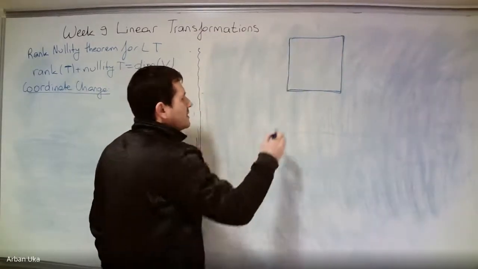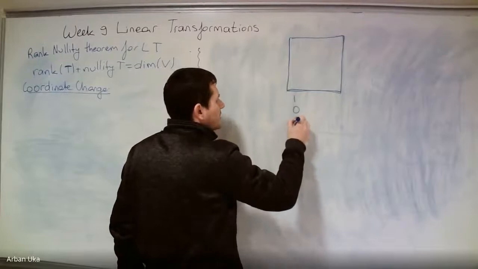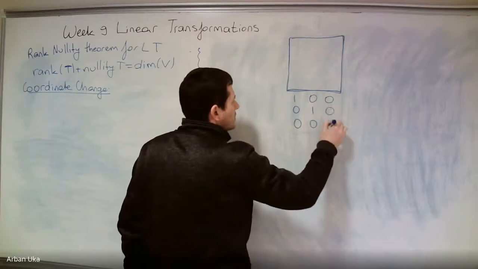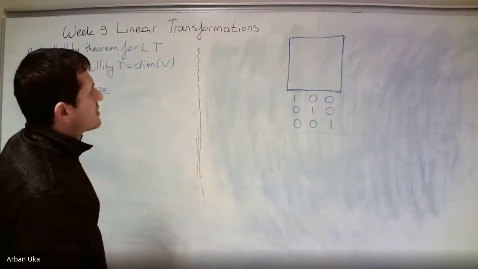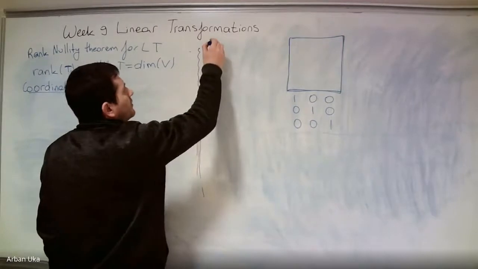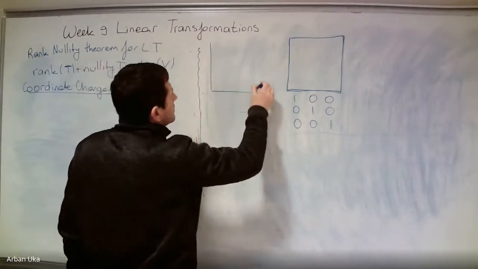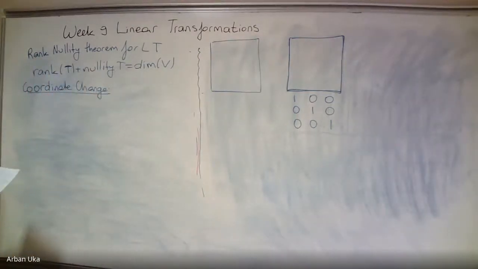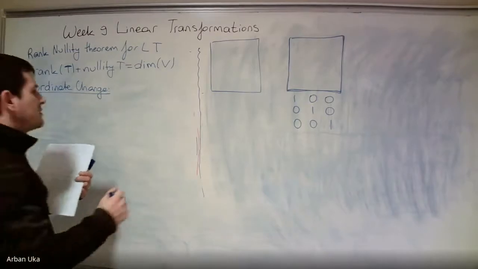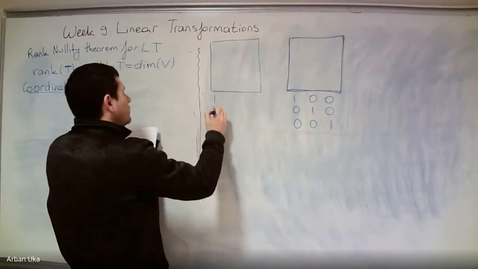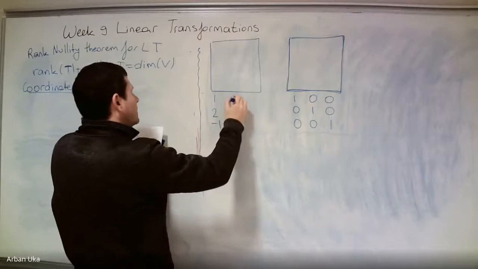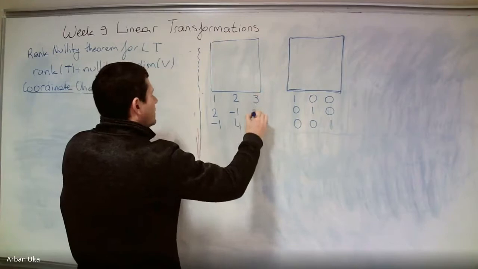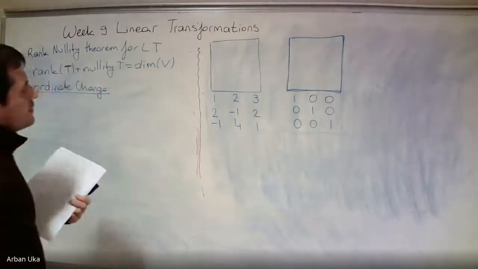The standard basis is defined as having the basis described by 1, 0, 0, 0, 1, 0, and 0, 0, 1. This is a standard basis, but one can come up with a different basis. Actually we have an infinite number of possible combinations for a specific basis. Let's write down one of them, which is 1, 2, minus 1, 2, minus 1, 4, and 3, 2, 1. So this is a different basis.